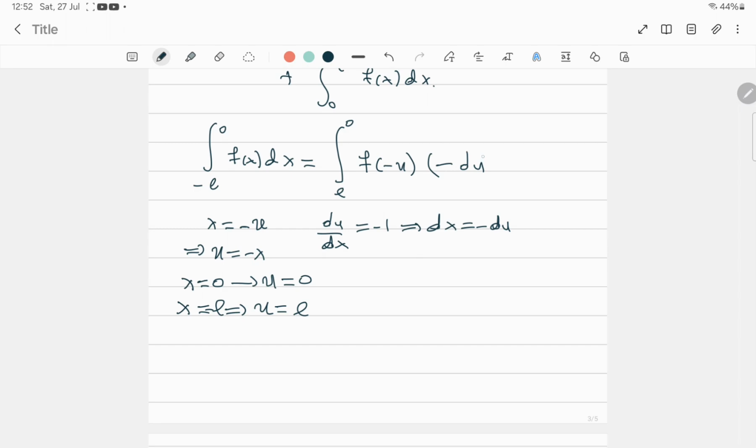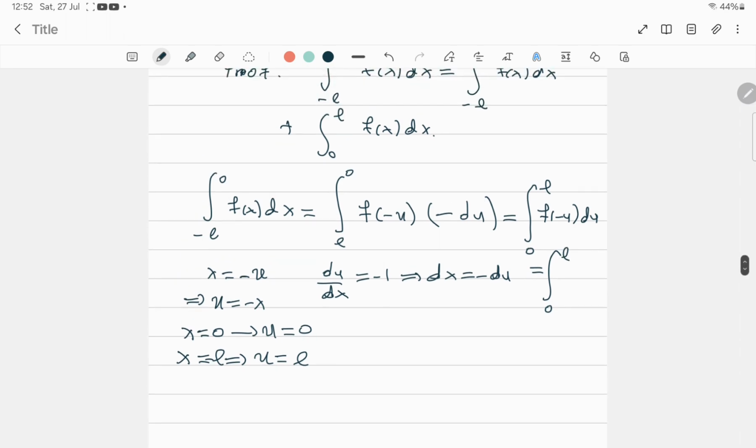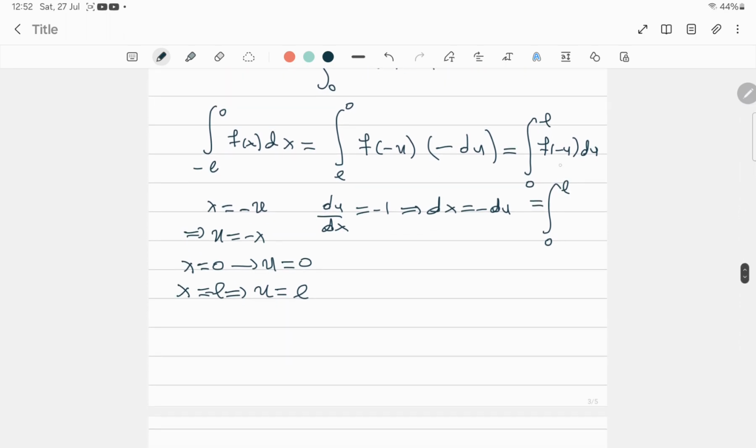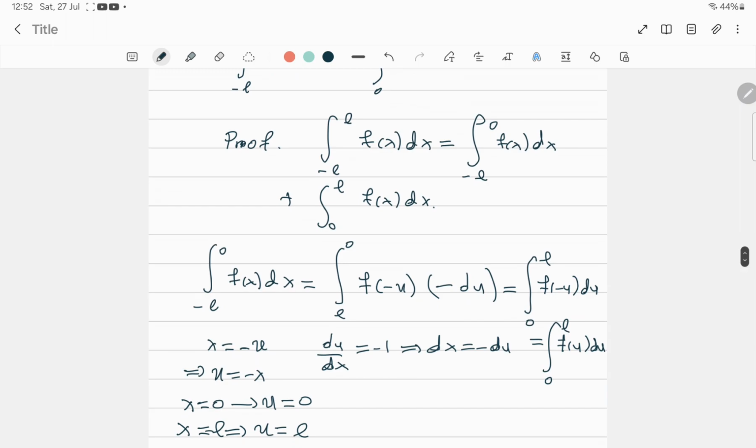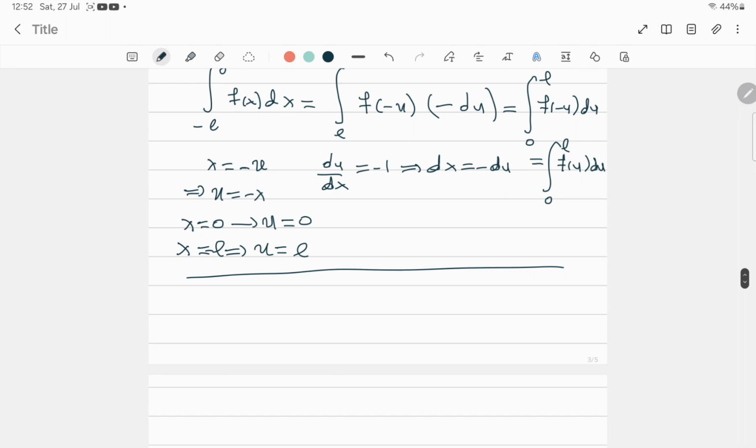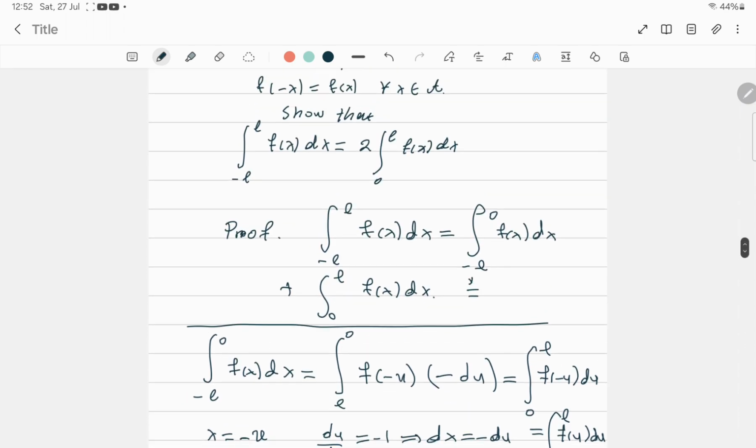minus du. And this can be written as the integral from 0 to L. I flip the bounds of integration with a minus, and the minus inside the integral becomes a plus, f of minus u du. But I know that the function f is even, so this should give f of u du. So I go here and I put a star and continue.